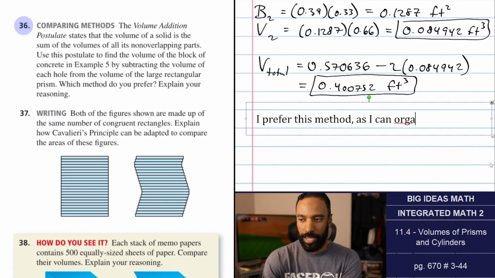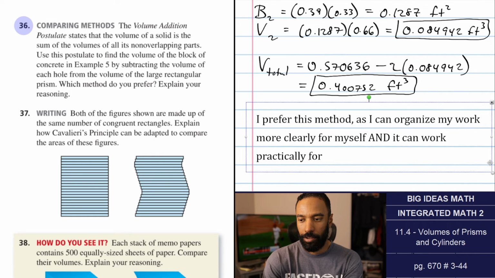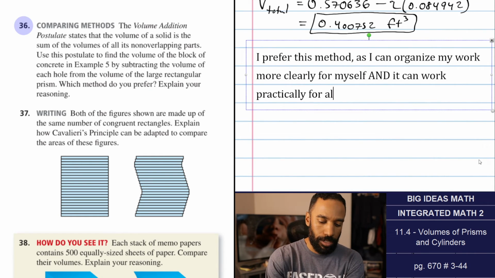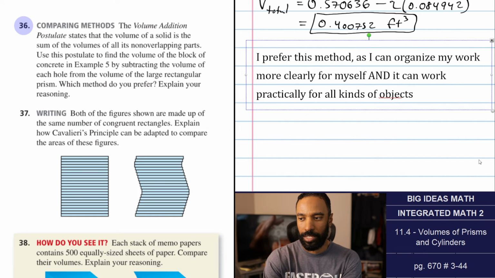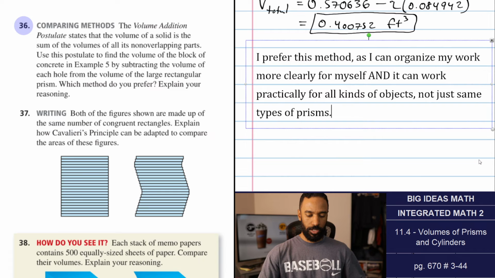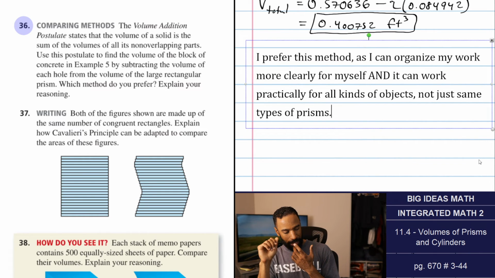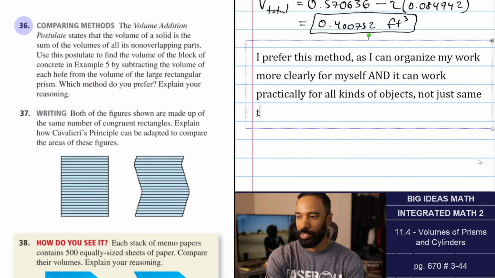As I can organize my work more clearly for myself. And it can work practically for all kinds of objects, not just the same types of prisms. See, this works because, well, sorry, not just the same types of polyhedrons.